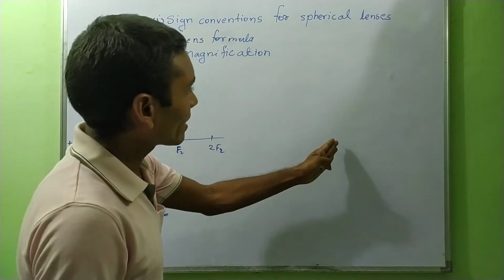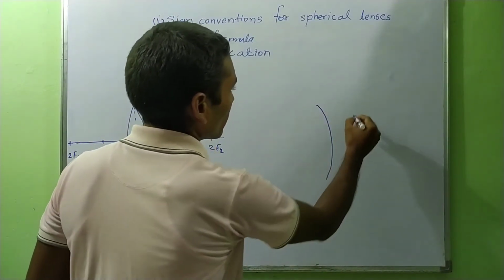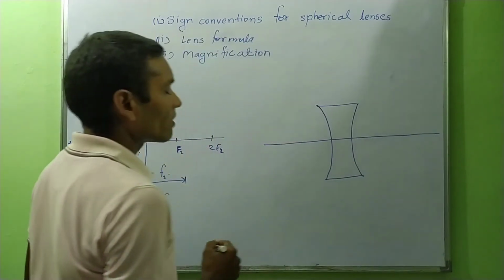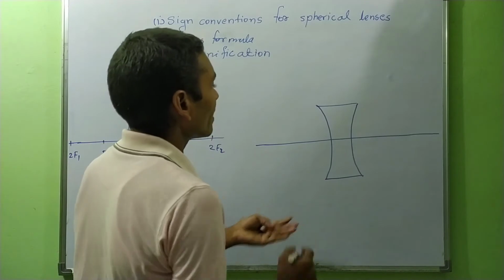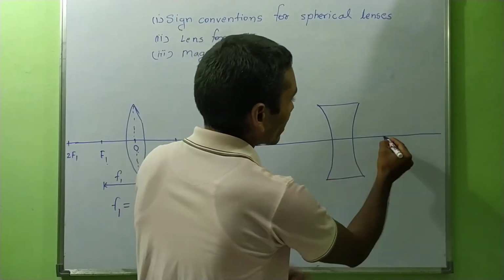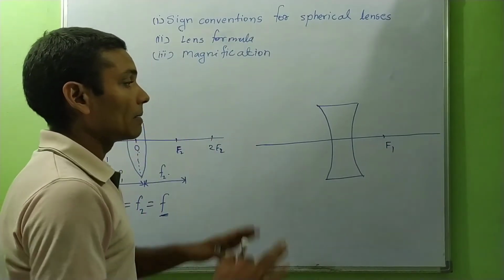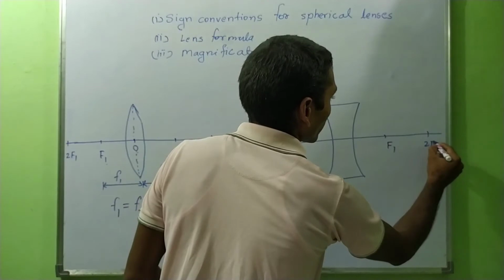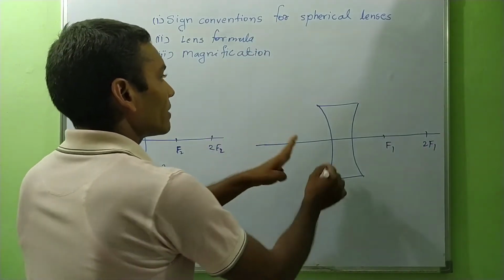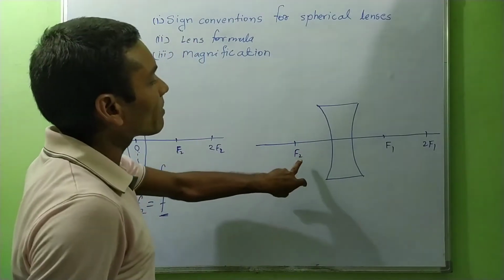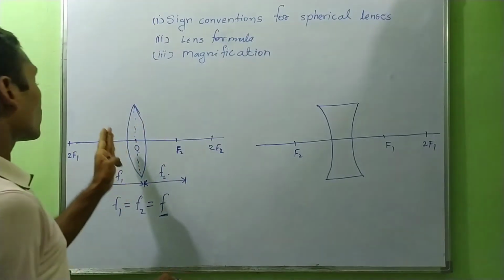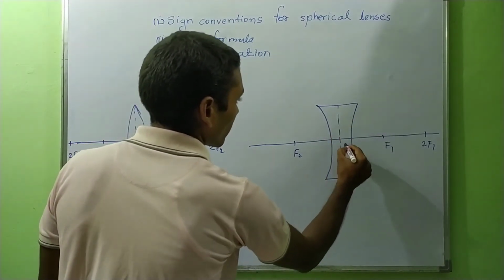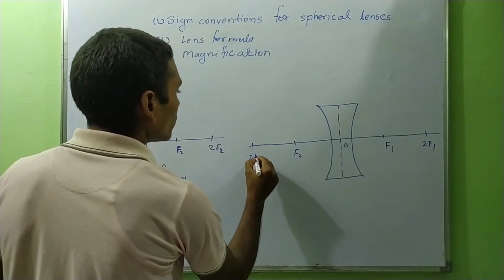Now what will be the sign of the focal length of the convex lens? Before that, we will discuss the concave lens. Let this be a concave lens, and this is its principal axis. In the case of a concave lens, the first principal focus is on the right hand side, but in the convex lens the first principal focus is on the left hand side. Here for the concave lens 2F1 is there, and on the left hand side F2, the second principal focus, is there. In the case of the convex lens, the second principal focus is on the right hand side, and at the same distance 2F2 is taken.